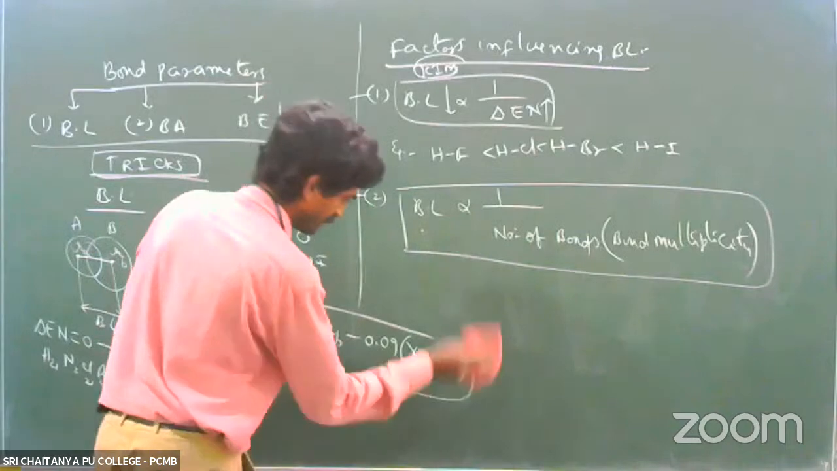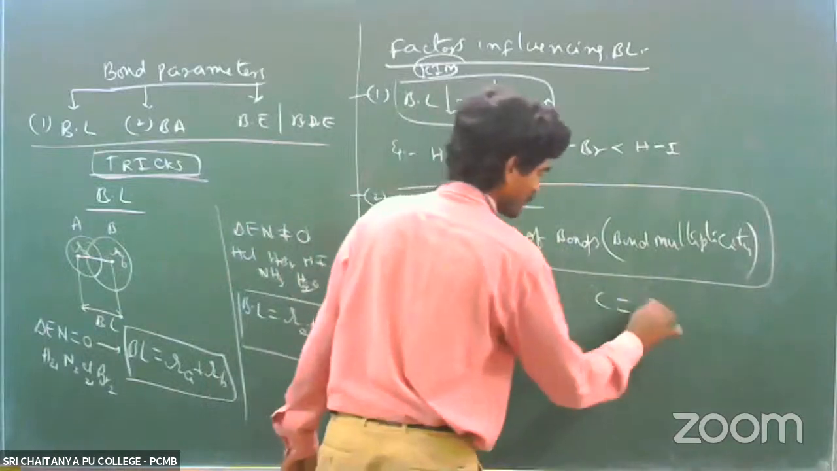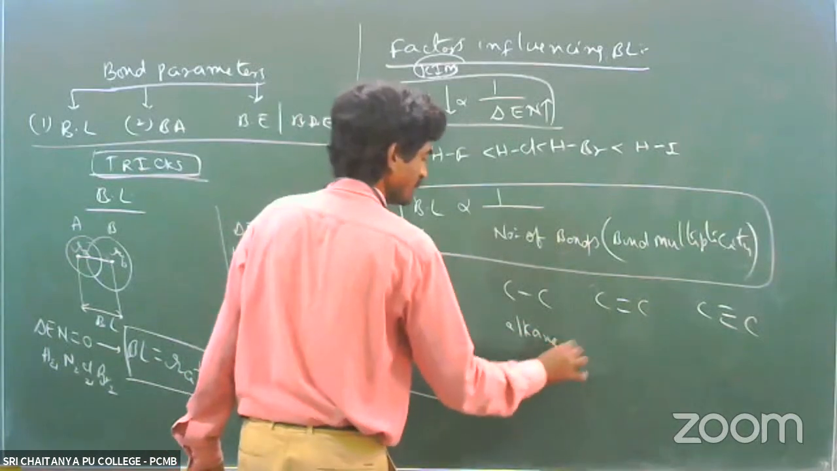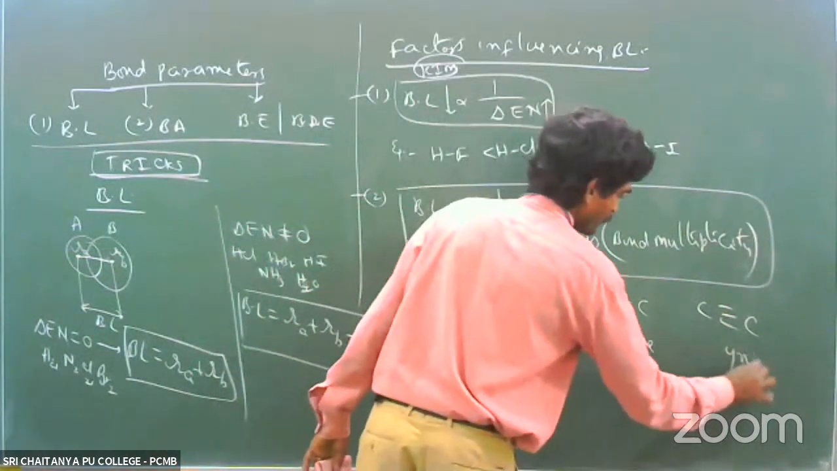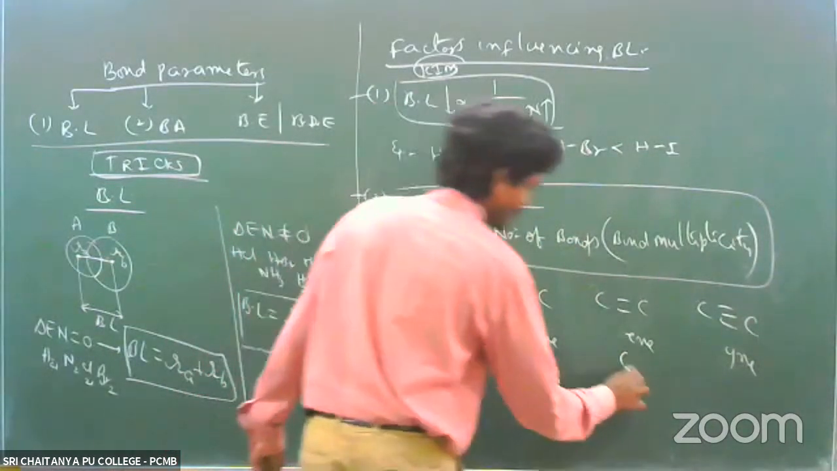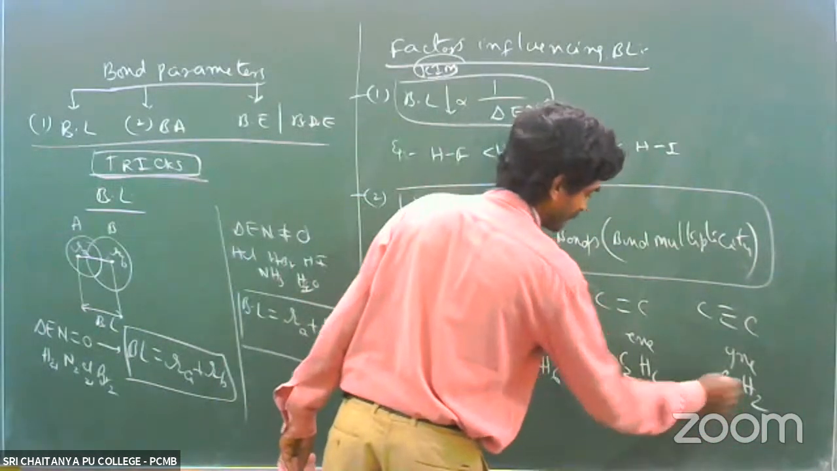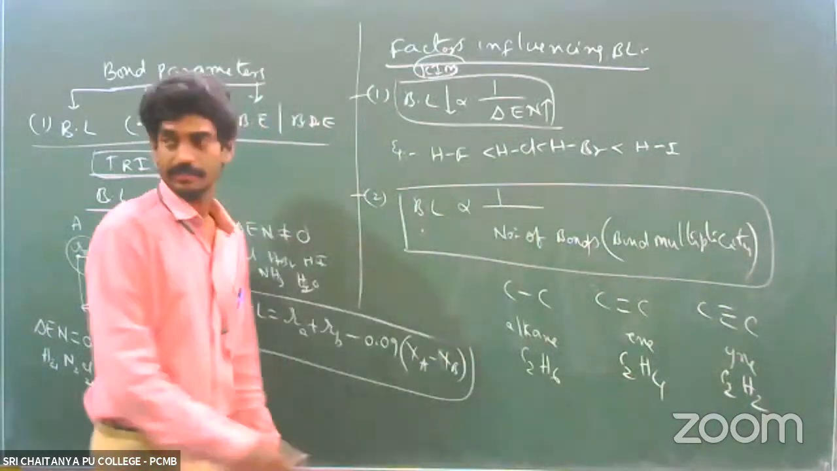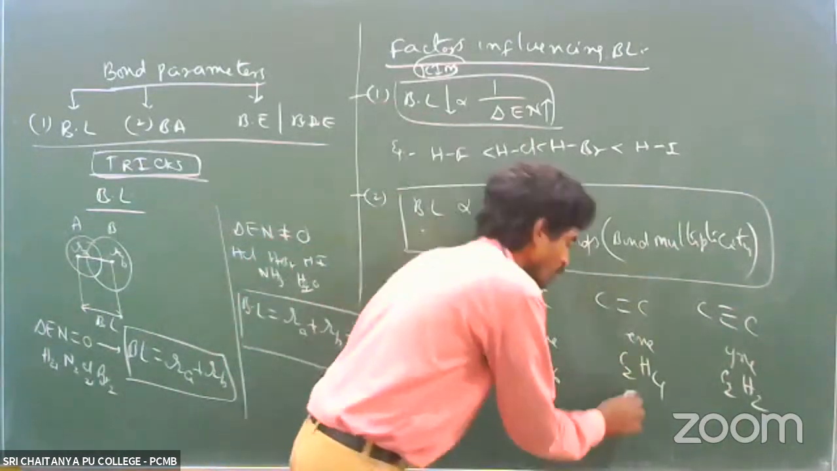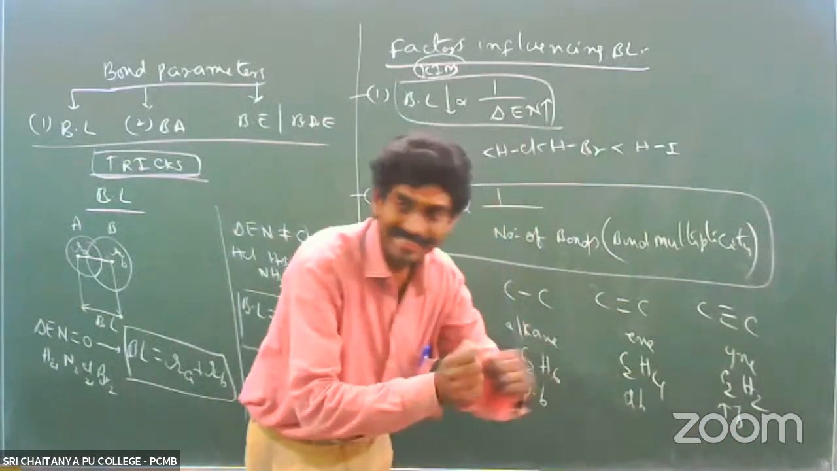So, for example, here carbon-carbon single bond, carbon-carbon double bond, carbon-carbon triple bond. This is in case of alkanes, alkenes, and alkynes. For example, C2H6, C2H4, C2H2. This is ethane, ethene, ethyne. So how to arrange the bond length of these? Here, with the two carbon atoms, a single bond is present. Here, a double bond is present. Here, a triple bond is present. Number of bonds increases, bond length decreases.